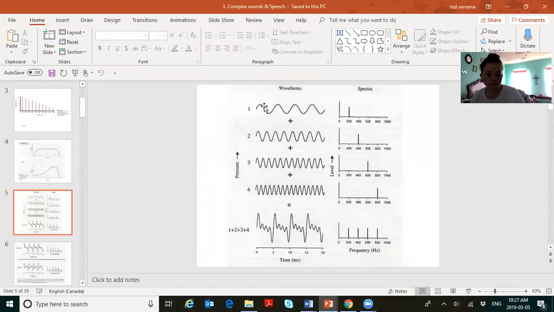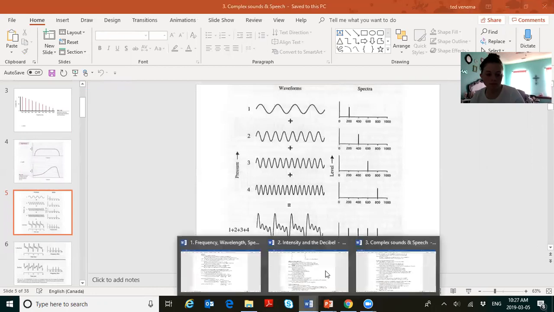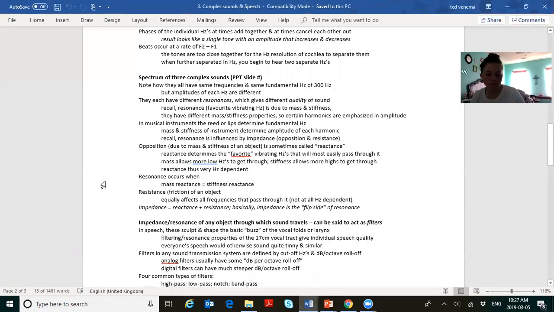Here's a sound wave and its spectrum, a sound wave and its spectrum, a sound wave and its spectrum, and so on. Adding the sound waves together, you get this complicated wave. Adding all frequencies together on a spectrum, you get this. Okay? Spectrums are very good at telling you what the individual frequencies are. If I looked at this wave here, I wouldn't be able to tell you. Here you can. So an analysis of sound waves that breaks it down into the spectrums is called a Fourier analysis.